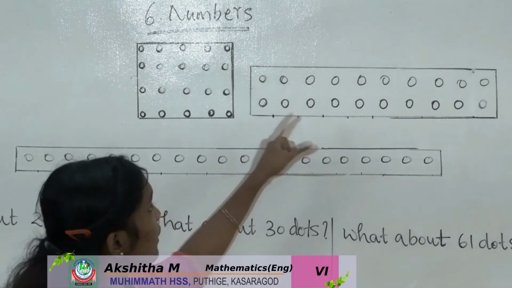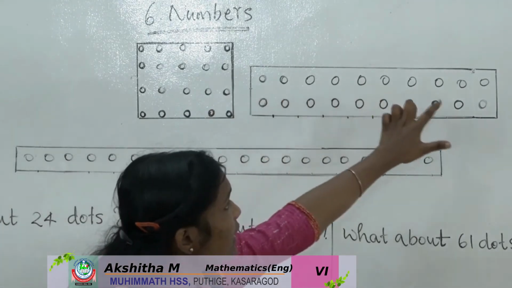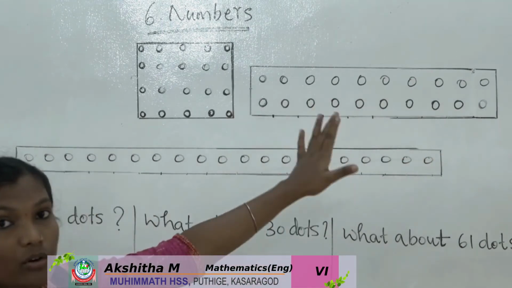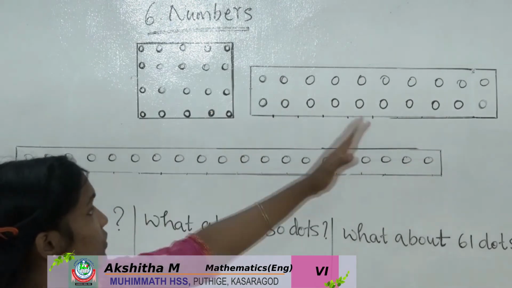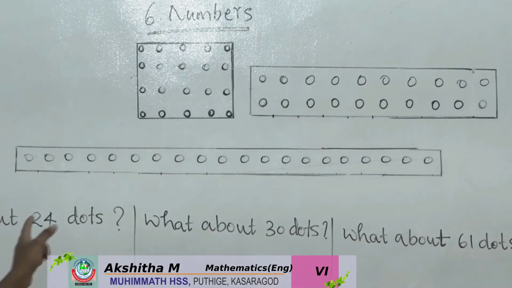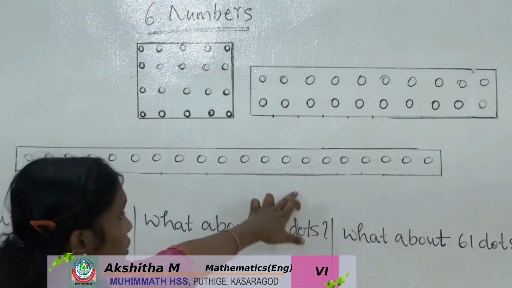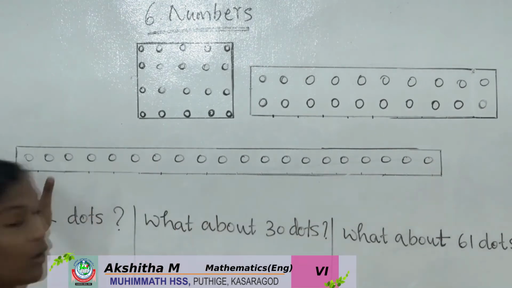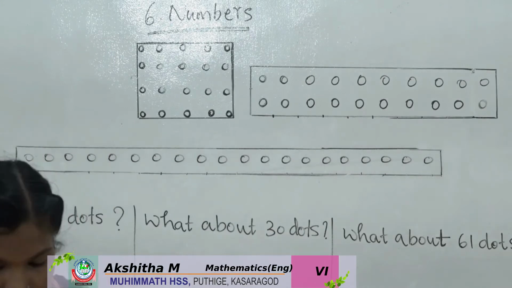You can see here 1, 2, 3, 4, 5, 6, 7, 8, 9, 10. 10 dots wide and 2 dots high. Look at the next one. You can see here 20 dots wide and 1 dot high. Is it clear? How can we write this?